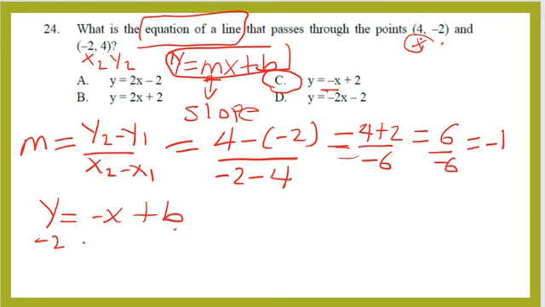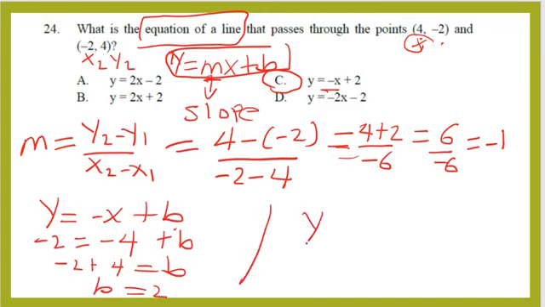So it will be negative 2 is equal to negative 4 plus b. So when I shift negative 4 to the other side, it will be added. Negative 2 plus 4 is equal to b. Then the b value becomes 2. Therefore, the equation of the line will be y is equal to negative x plus 2. This will be the equation of the line.